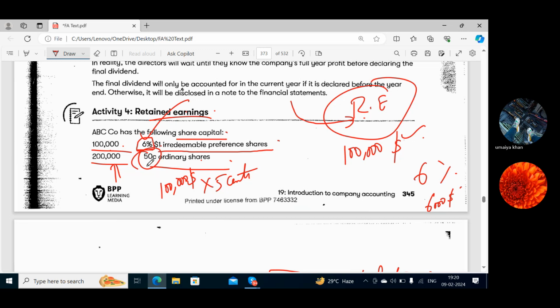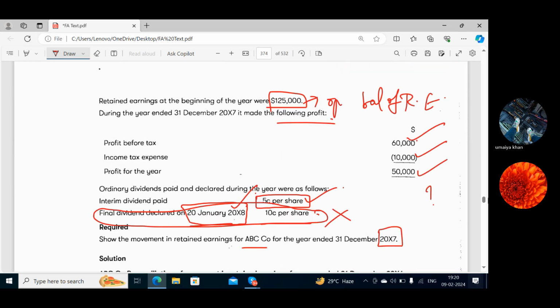200,000. Okay. For each share, they are giving the dividends, right? So we are going to take 200,000 shares into 5 cents. See, one share they are giving 5 cents. So 200,000 shares they are going to give this into this. Okay, divide by this. So 200,000 into 5 cents.